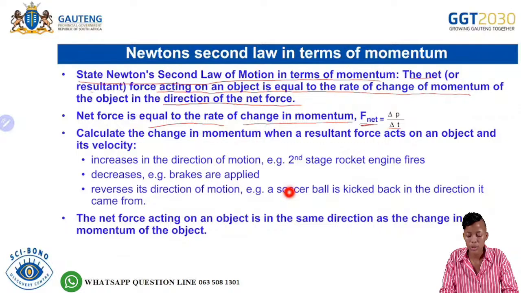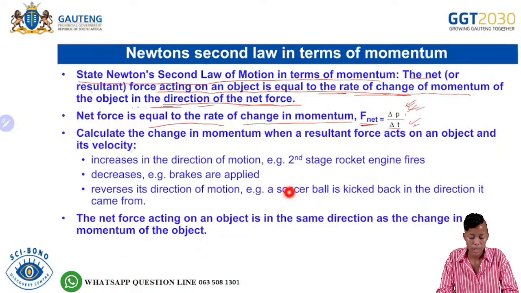So just to read again, it says the net or the resultant force that is acting on an object is equal to the rate, so the rate, we are talking about the change in time, is equal to the rate of the change in the momentum of the object that is in the direction of the net force. We have already spoken about the change in the momentum. Then this is according to the examination guidelines.